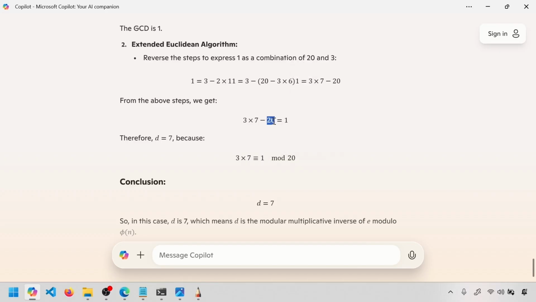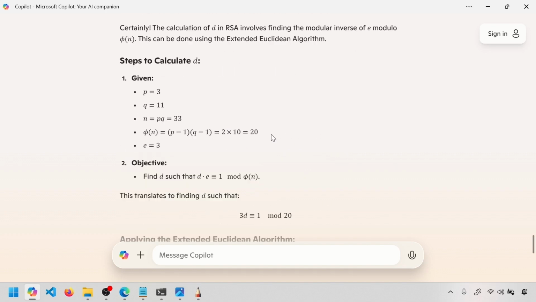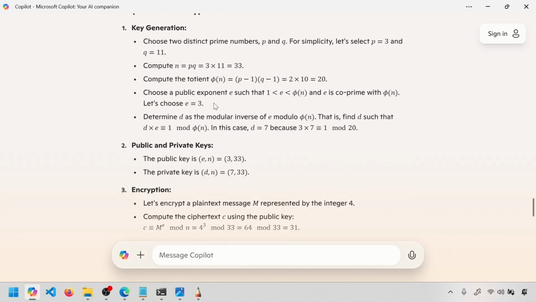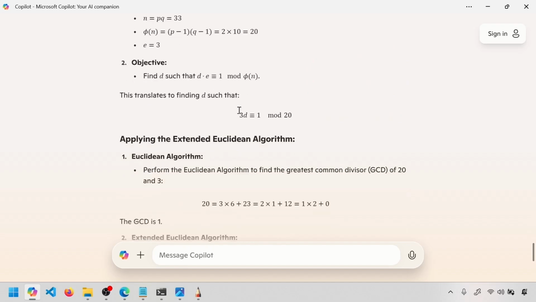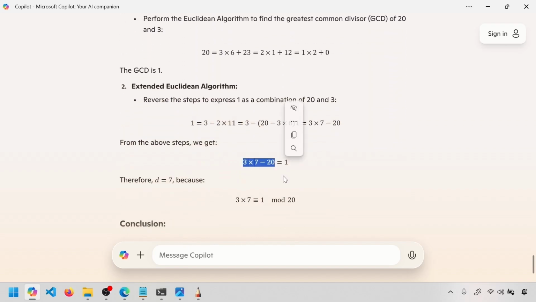This one is exactly this particular one right here. And this 20 is our 20 before, which is the phi n, and 3 and 7. We already know what is 3, which is our e, the value we got in this step right here, the public exponent. Now we need to find such a value for d that when we do this, we get 1. So mod 20, this value mod 20 should be 1. So that's the idea here.